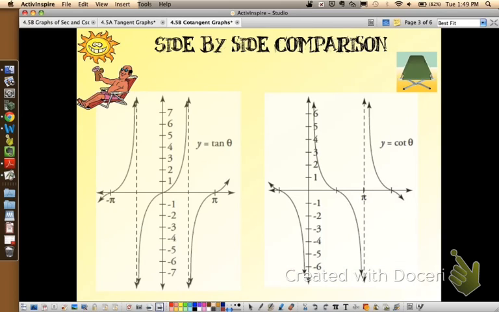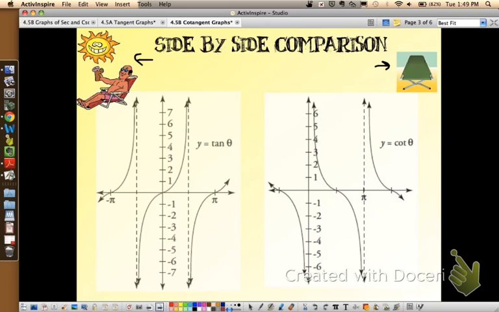So again, here's another side-by-side comparison of the two, and I hope you get my little jokes. This guy is tanning, and there's a cot. Haha. Sorry, folks, just trying to bring some humor into this. At any rate, not very funny, I know.